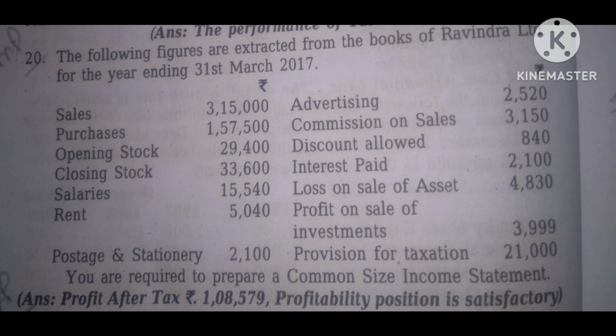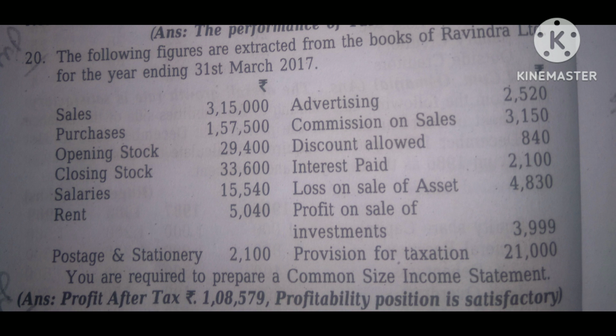So guys, now see the 20th problem. The following figures are extracted from the books of Ravindra Ltd for the year ending 31st March 2017. So given sales are 3,15,000, purchases 1,57,500, opening stock 29,400, closing stock 33,600, salaries 15,540, rent 5,040, postage and stationery 2,100, advertising 2,520, commission on sales 3,150, discount allowed 840, interest paid 2,100, loss on sale of asset 4,830, profit on sale of investments 3,999, profit for taxation 21,000.